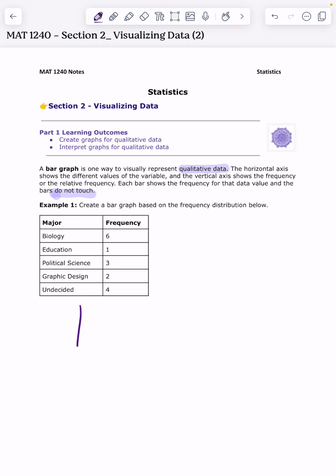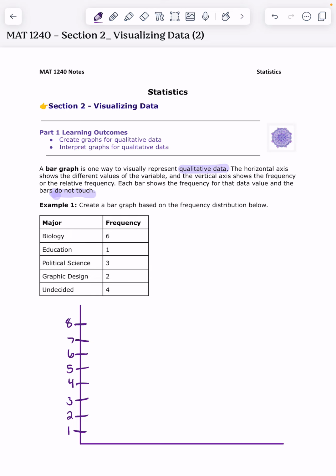So I'm going to make a vertical line and a horizontal line. And the highest frequency is 6. We usually go a little bit higher than that though. 1, 2, 3, 4, 5, 6, 7, 8. So just label 1 through 8 here.